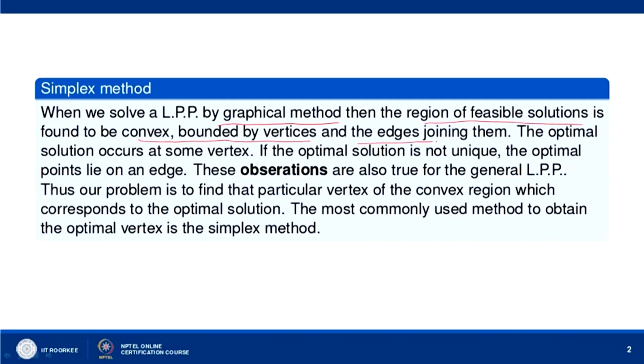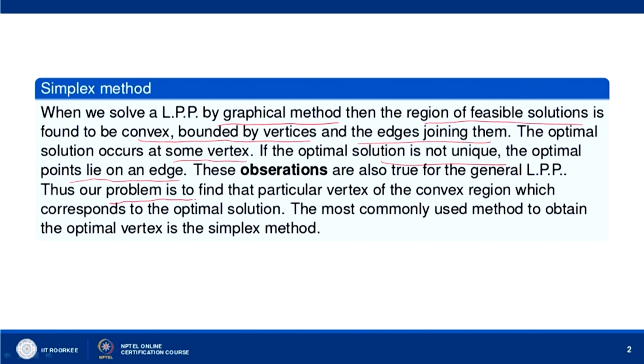When we solve a linear programming problem by graphical method, we notice that the region of feasible solutions is a convex region. It is bounded by vertices and the edges joining them. The optimal solution occurs at some vertex. If the optimal solution is not unique, the optimal points lie on an edge. These observations are also true for the general linear programming problem.